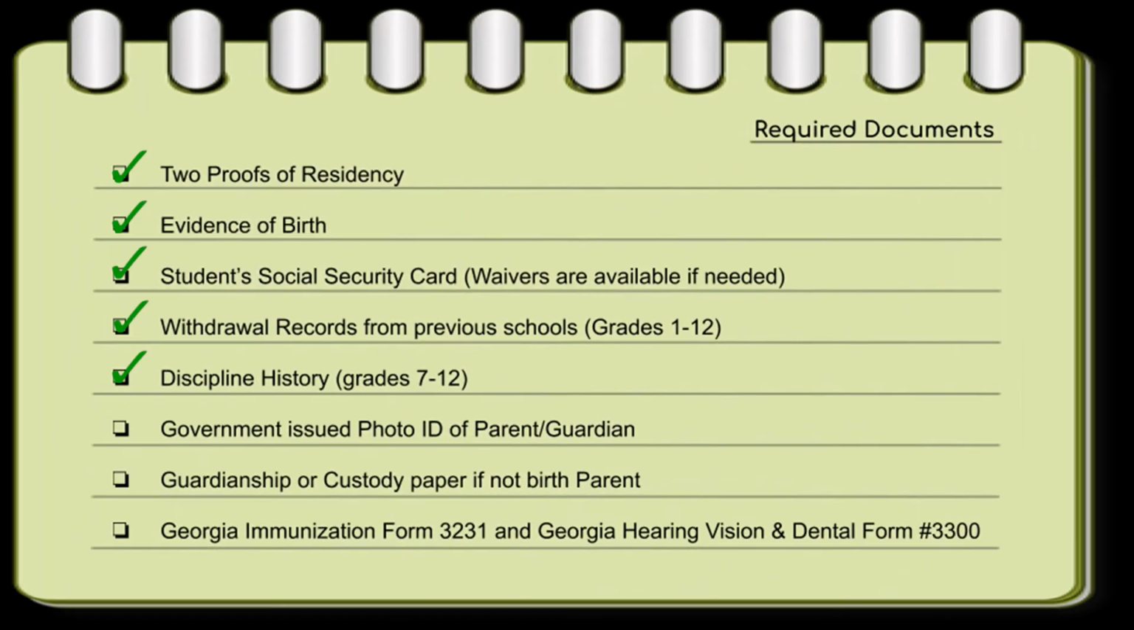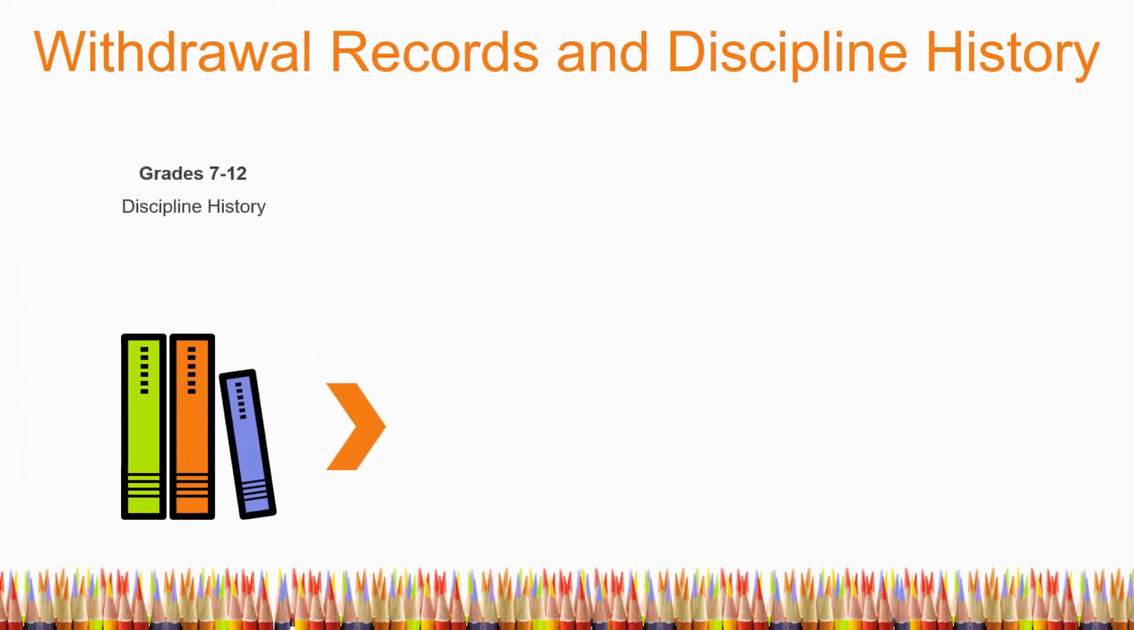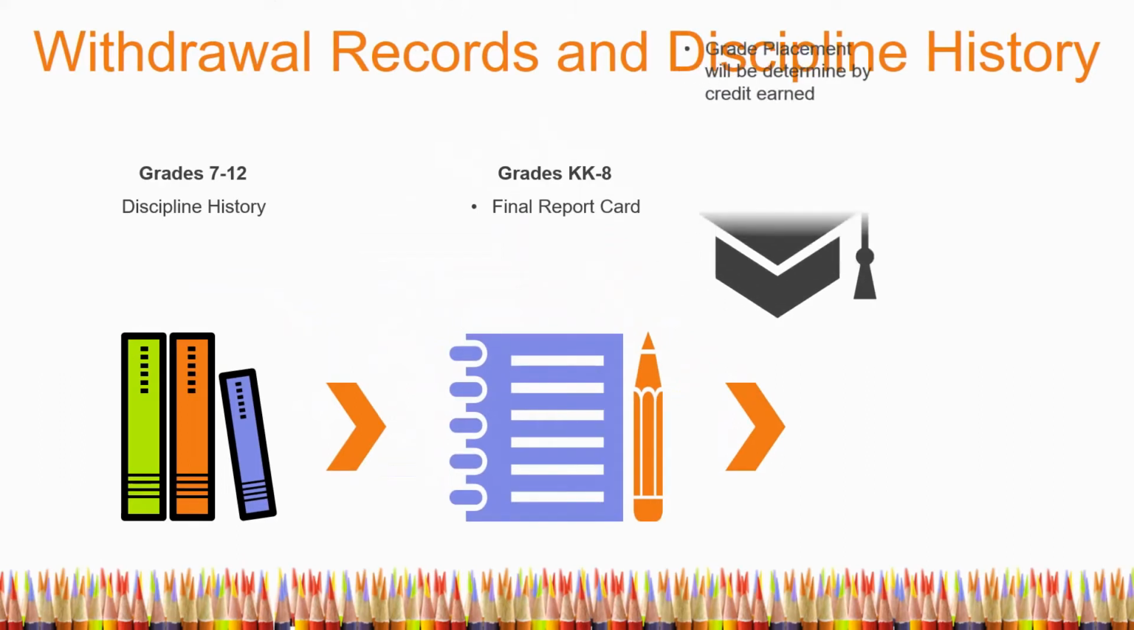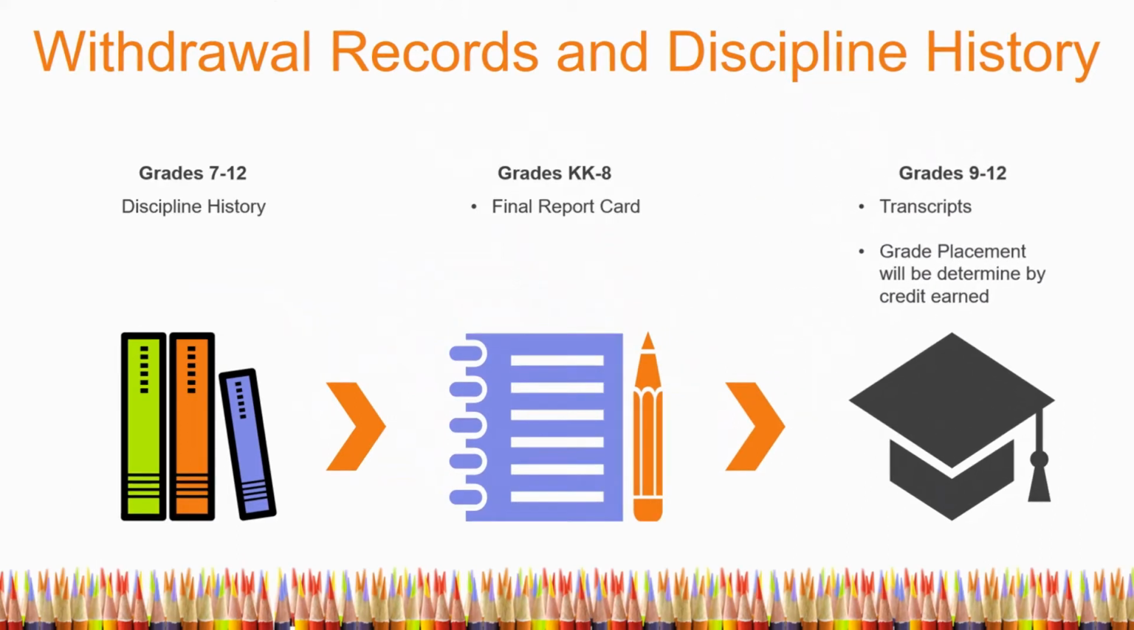Additionally, documents from the student's previous school are required. For students in grades 7 through 12, this would include a complete discipline history. For students in grade kindergarten through 8, a report card is required which indicates the student's grade placement. For students grade 9 through 12, a transcript is required. Grade placement will be determined based upon credits earned.